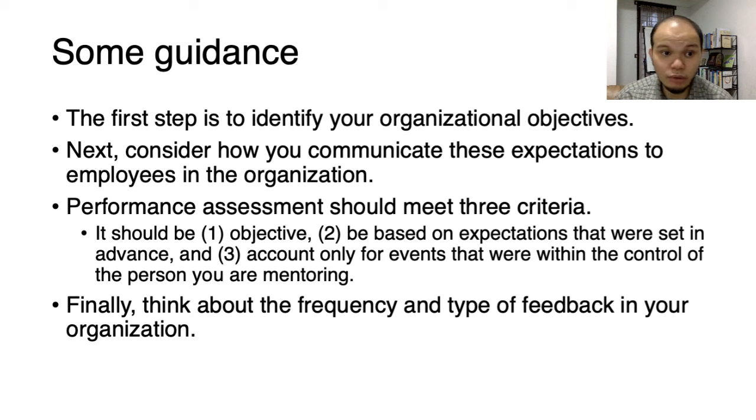Another guidance here is that when we do performance assessment, it should meet three criteria. It should be objective, it should be based on expectations that were set in advance, and it should account only for events that were within the control of the person. So sometimes we tend to criticize the person for not being able to accomplish the outcomes, but if you think about it, there's nothing that the person could have done either way, right? So it's like you're blaming the person for the typhoon or the earthquake, right? Because that's not within the control of the person. And finally, think about the frequency and the type of feedback in your organization.